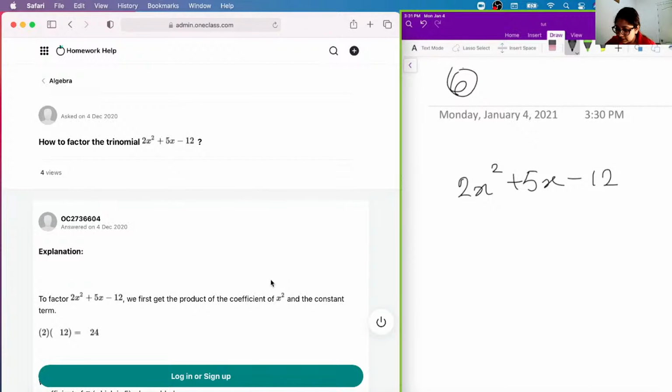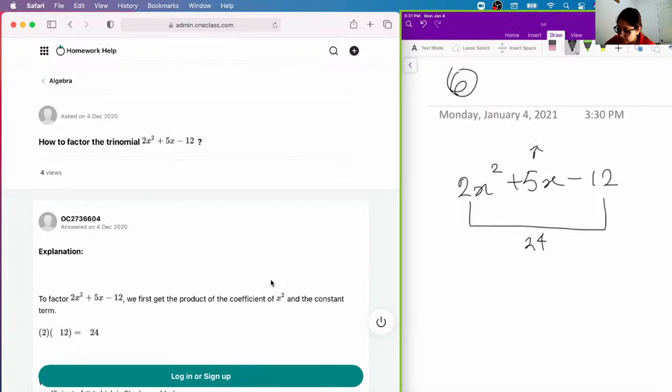when you multiply, you would get the answer. For example, 2 times 12 is 24. Okay, and you only have a middle number of 5, so you need to find two numbers that, if you multiply them, you would get 24, and when you add or subtract them, you would get the middle number, which is 5.